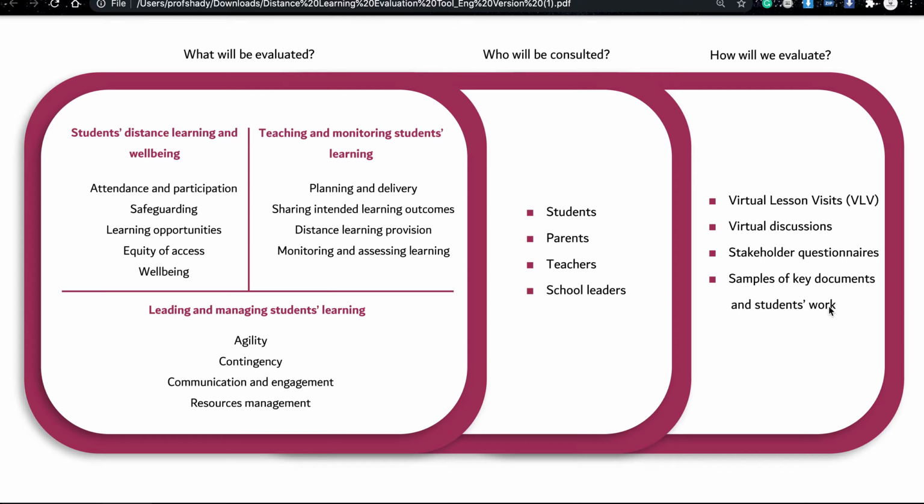What will be evaluated? The three pillars. Who will be consulted? The four stakeholders: students, parents, teachers, and school leaders. And finally, the tools of evaluation, or how the inspectors are going to be evaluating the school system. It's going to be evaluated via the virtual lesson visits, virtual discussions, stakeholders' questionnaires, and samples of key documents and students' work.